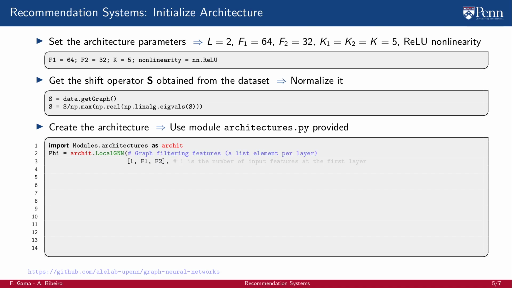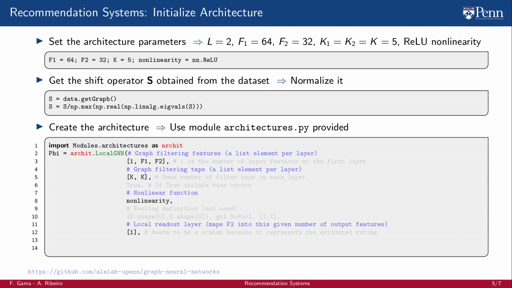First, we need to specify the graph filtering features at each layer. Note that for a two-layer GNN, we need a list of 3 elements, because the first element specifies the number of input features to the architecture as a whole. Since the graph signals in the training set contain a single scalar per node, that is the rating value, then we have only one input feature. Then we need to specify the number of filter taps on each layer, which is K for both of our layers. Then we specify the nonlinearity, and finally the number of features in the readout layer.